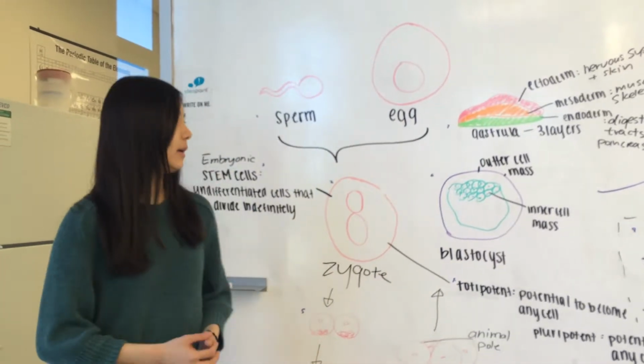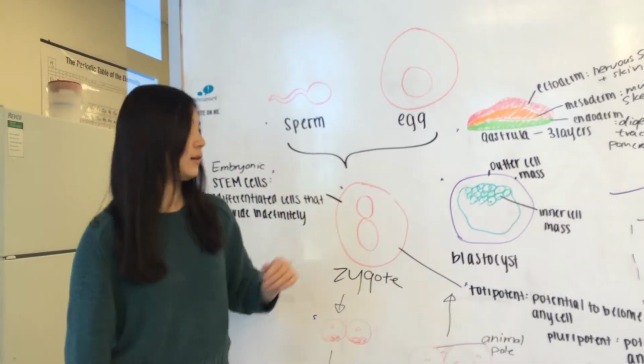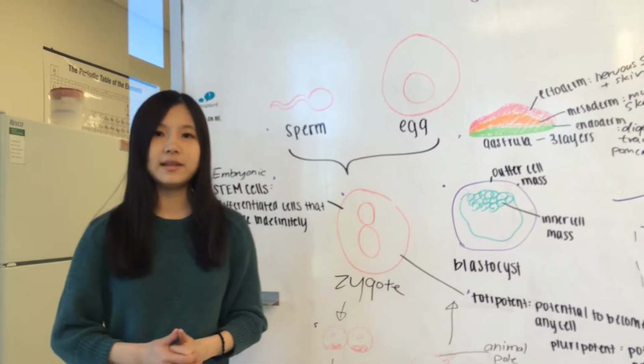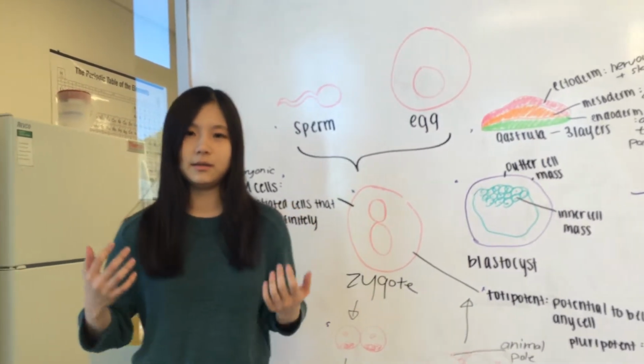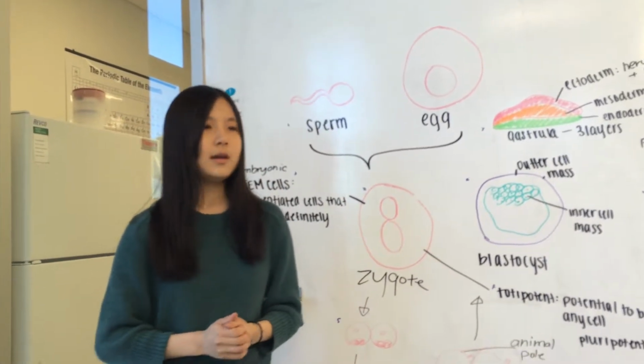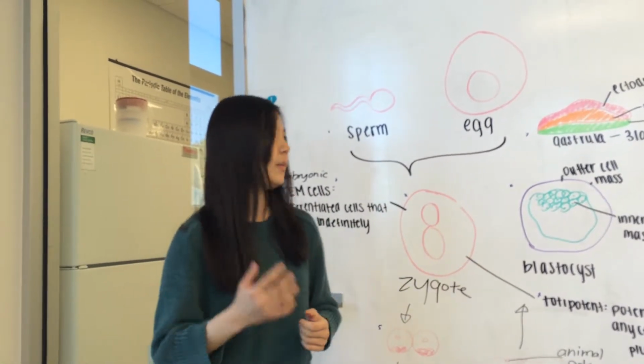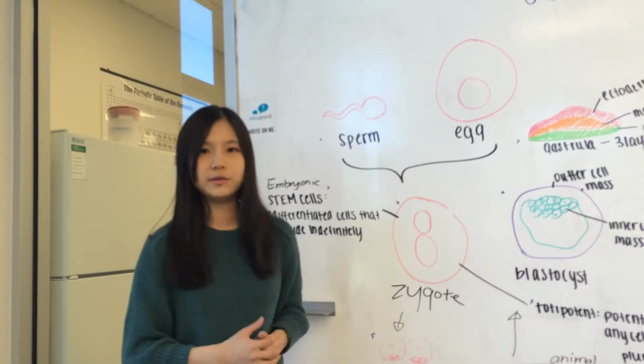Everyone knows that we came from the sperm of our father and the egg of our mother. But how is it that we became us? How is it that we have hands, teeth, and legs, and all of our body parts? In order to understand that, we have to go back to the original cells.